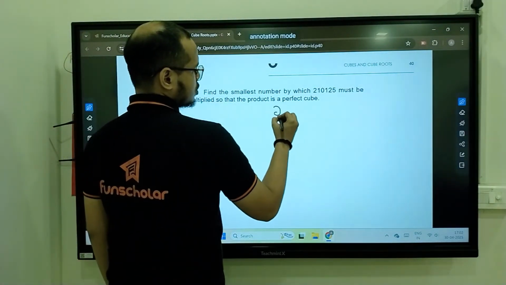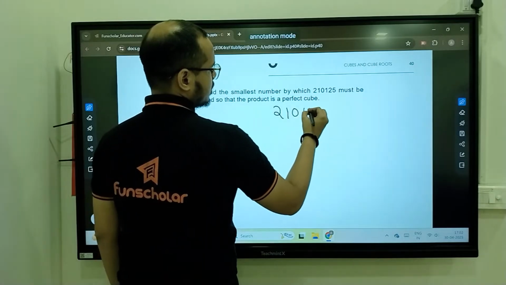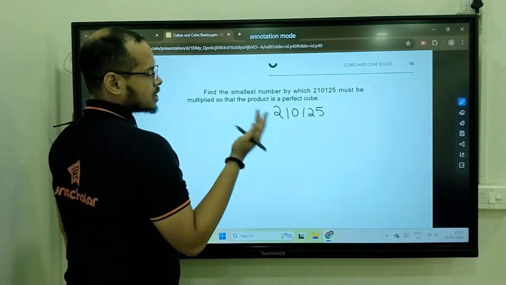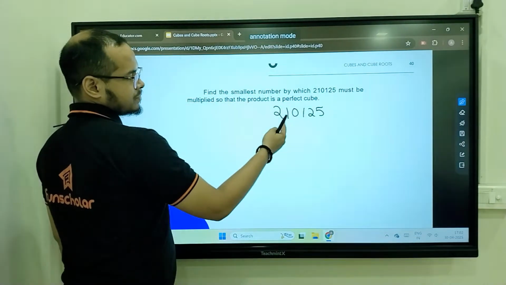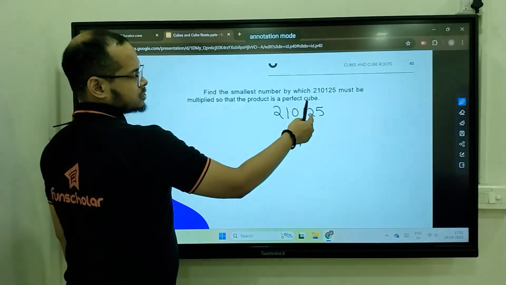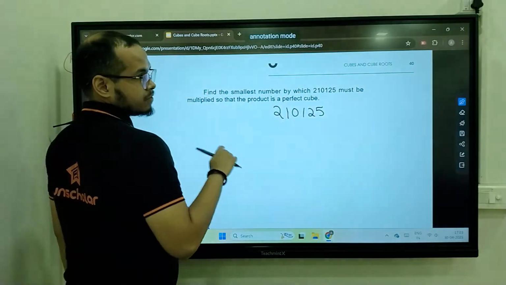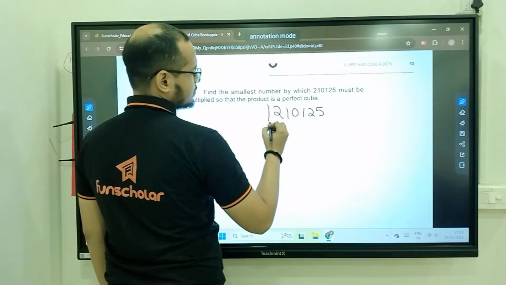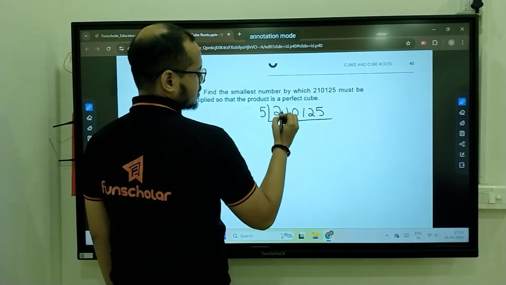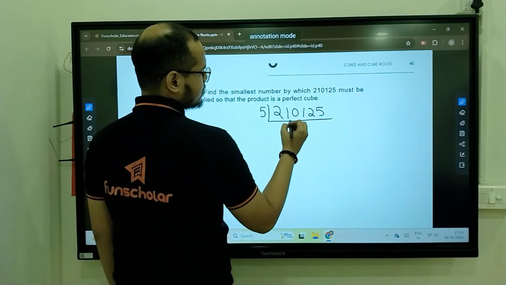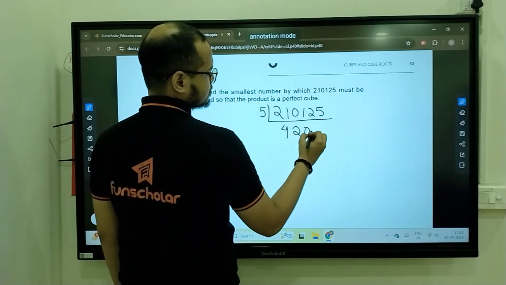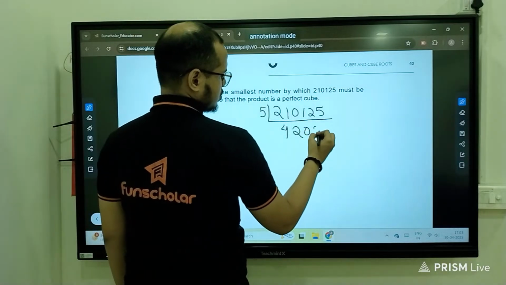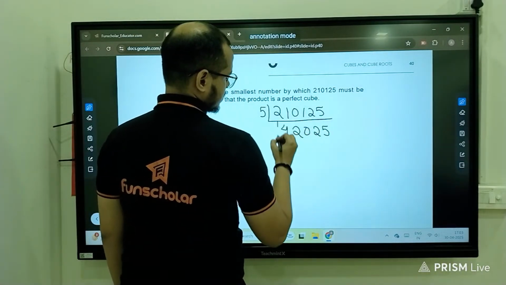The number is 210125. Unit digit is not even, so let's start off with 3. 2 plus 1, 3. 1 plus 2, 3, 6, 6 plus 5, not divisible. So 4, not divisible. 5, let's go up with 5. 5 4s are 20, 5 4s are 22, 0, 2, 5.